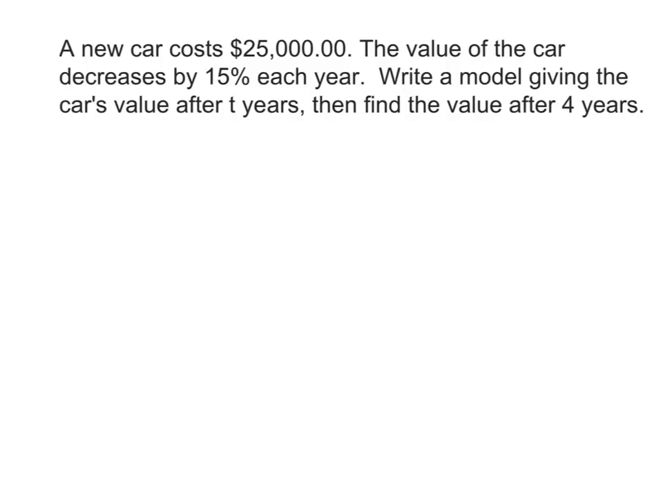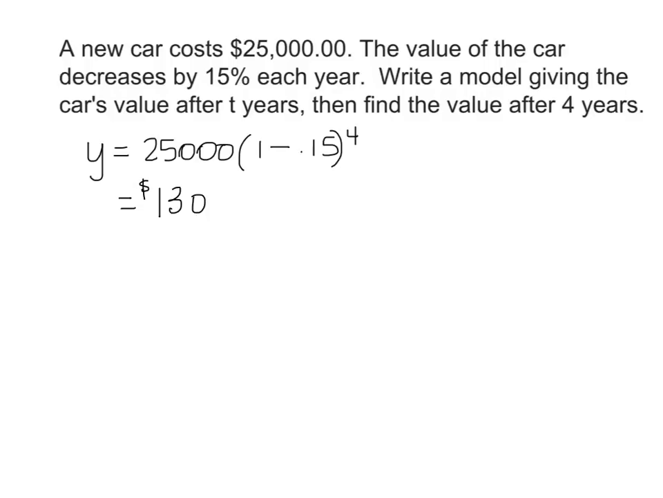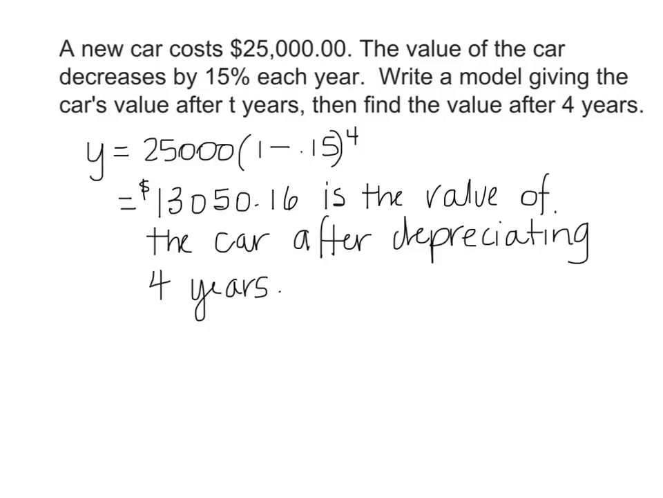Okay, so again, a new car costs $25,000, and the value of the car decreases by 15% per year. So we're trying to find the value after 4 years. So my initial cost times 1 minus the rate to the t. So at the end of 4 years, my car will now be valued at the amount shown, the value of the car after depreciating 4 years.